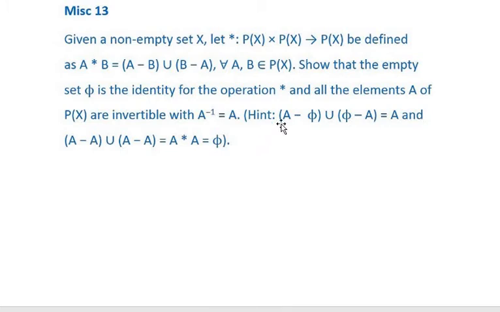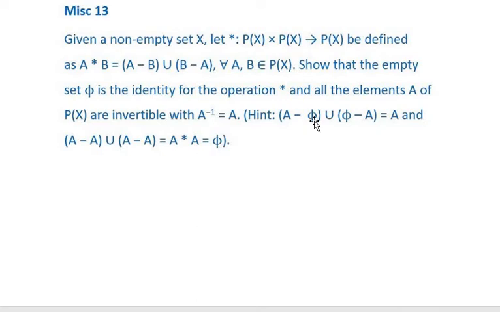Okay, now what is the meaning of identity element? If we say that E is an identity element, then A star E is equals to E star A is equals to A. Then we can say that E is an identity element. So here we have to think of one set, instead of B, let us say E. So A minus E union E minus A should be A. So that will be null set only.